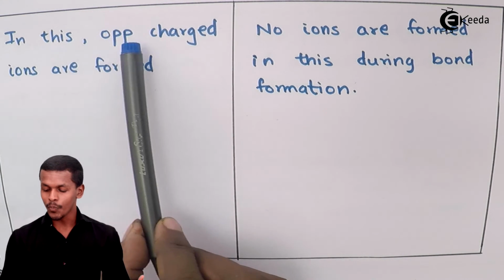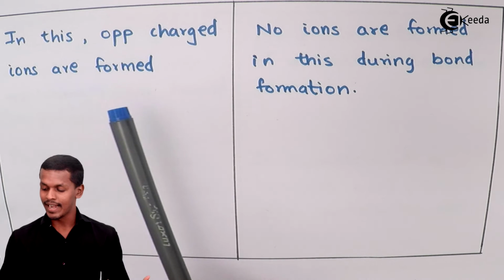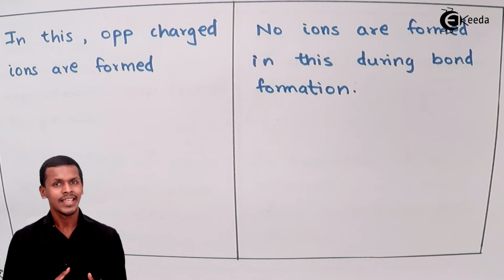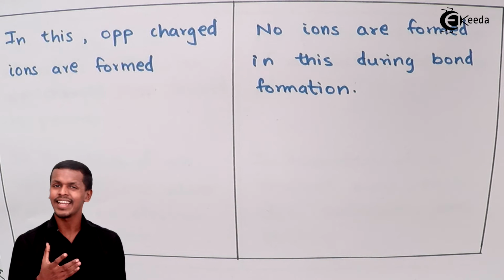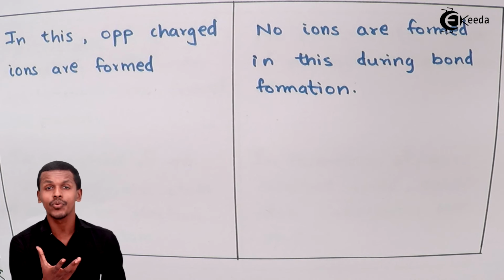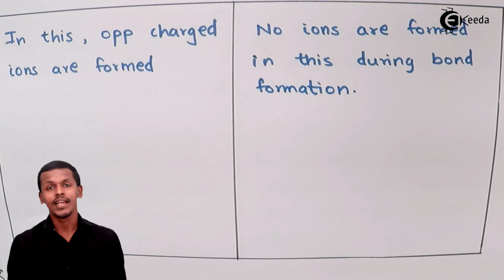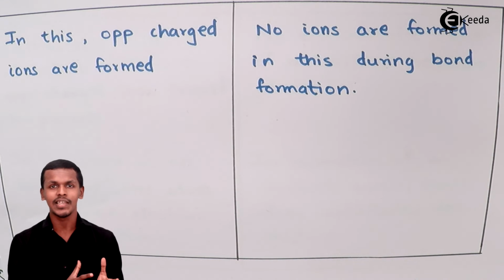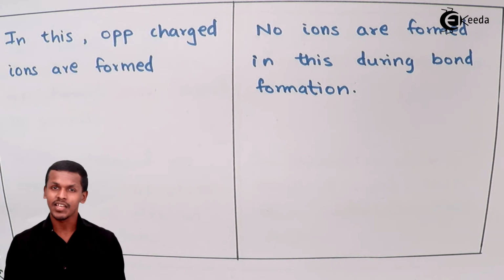So basically, in this process oppositely charged ions are formed, and for covalent bonds no ions are formed during the bond formation. We have done the bond hypercycle, and in that case also we got to know that ions are formed because of the formation of an ionic bond. In that process, basically, oppositely charged ions are formed.